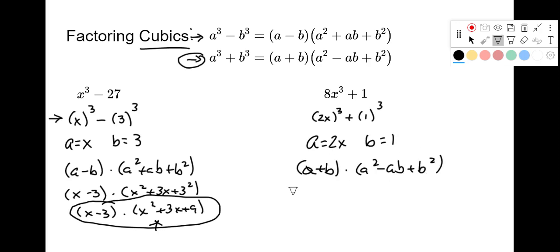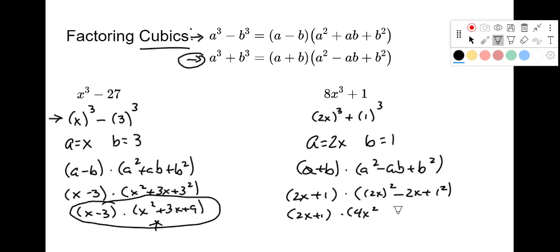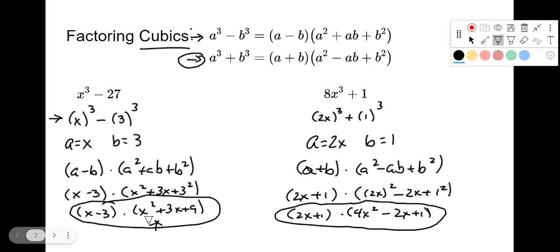Here we go. So I'm going to plug them in. We have 2x plus 1 times 2x, quantity squared, minus 2x times 1 is just 2x, plus 1 squared. So if we clean that up a little bit, we have 2x times 2x, that's 4x squared, minus 2x plus 1. And this is now factored. We won't be able to factor the 4x squared minus 2x plus 1 with AC or slide and divide. We won't be able to find any numbers that make it work. As long as you apply these formulas correctly, like I said, this second set here won't be factorable anymore. You won't have to worry about it.